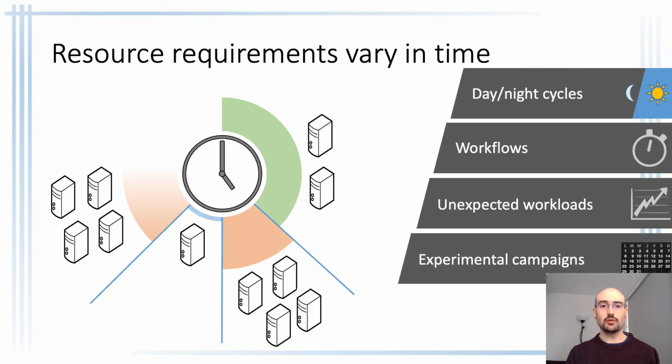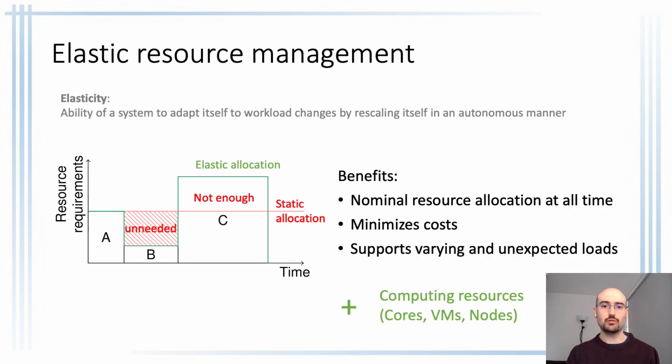So in many, if not most distributed applications, we often observe variations in the requirements for computation resources. In the cloud, we have day-night cycles that are common, for example, for applications that interact with users. But this variability can be generalized to applications running on supercomputers as well, in particular if they are organized in workflows or treat unexpected workloads, for instance, coming from scientific instruments. Resource management is more complex when applications have to deal with varying and sometimes unpredictable workloads. In these cases, elastic resource management helps.